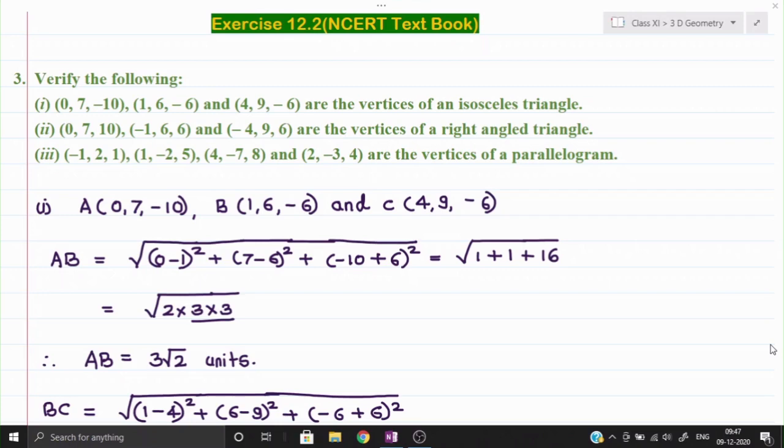Similarly, in the case of square and rhombus, if you are proving all sides are equal, basically it will be a rhombus. But if you want to prove a square, then you have to prove additionally diagonals are also equal. Okay, so let us see this question, part number third.